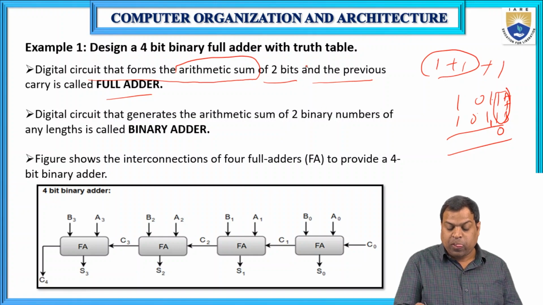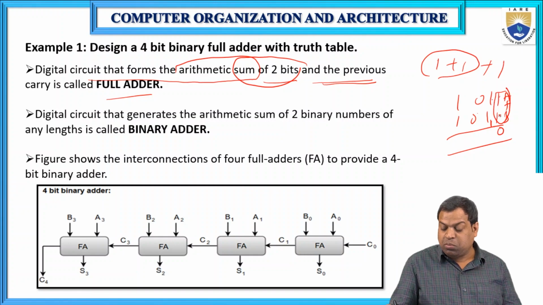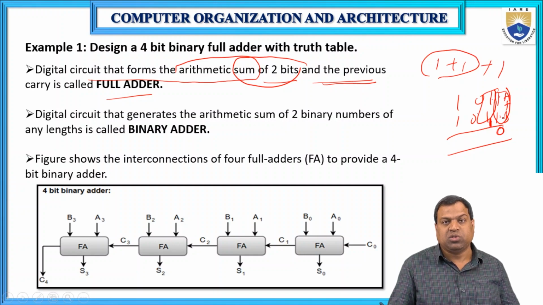So here also 2 bits of sum and the previous carry. Previous carry means 1 plus 1 is 0 and the carry is also there. Now 3 we have to add. If a half adder, 2 inputs are enough, but since carry is there, we have to add the carry also. For this purpose I am using a full adder, which means the previous carry is also added to this present value. So that is a full adder.